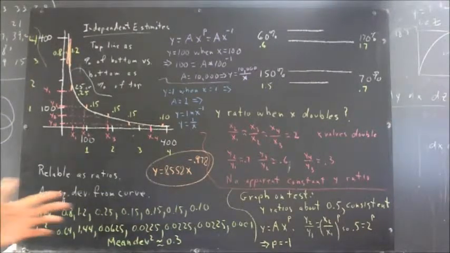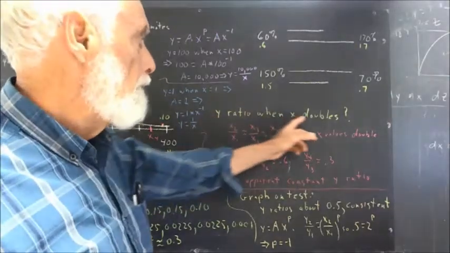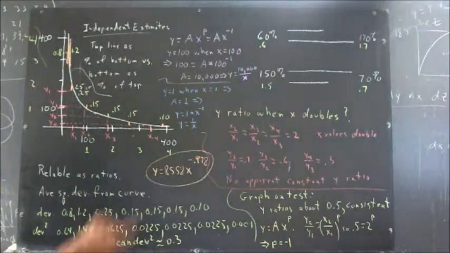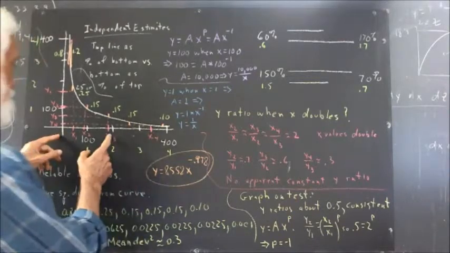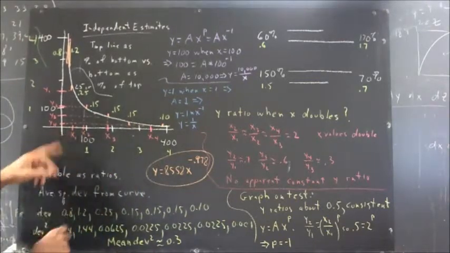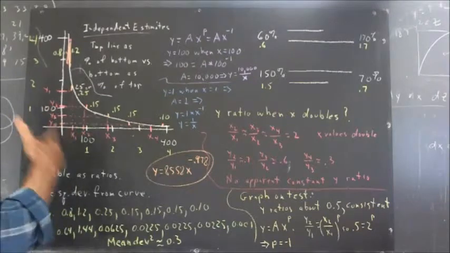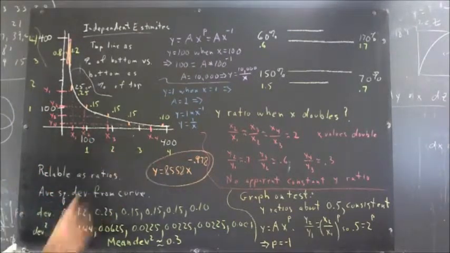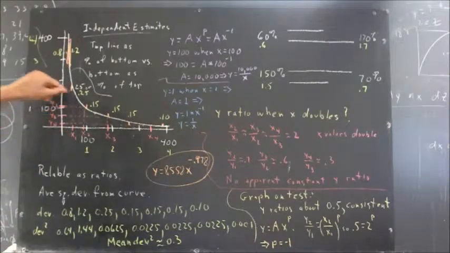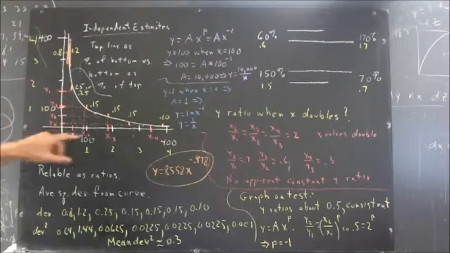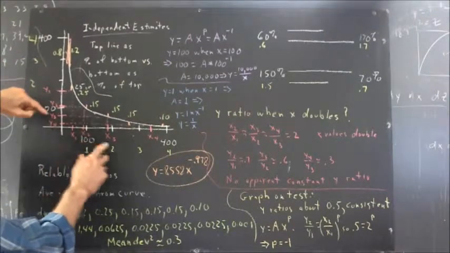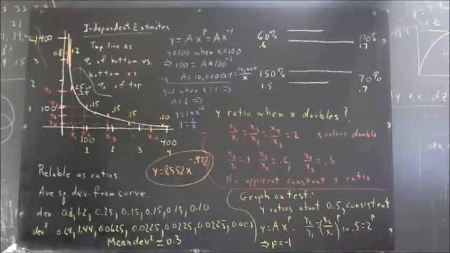Then you're asked to test, do we get a constant y ratio if we double x? So we start with an x value out here, cut that in half, cut that in half, cut that in half, and call those points x1, x2, x3, and x4, those x values. And we use the graph to estimate the corresponding y values, y1 corresponding to x1, y2 to x2, y3 to x3, y4 to x4. And we look at the ratio of the y values.